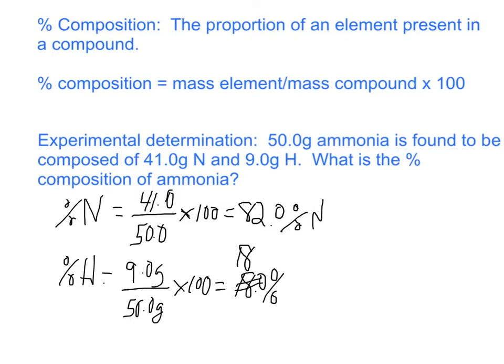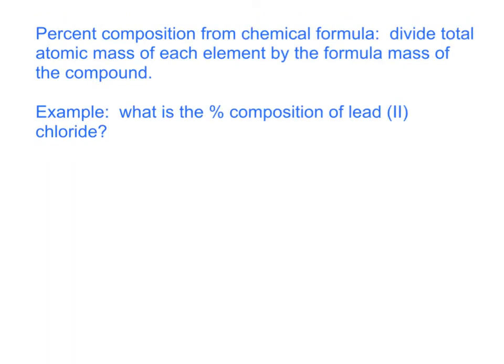All right, next example. So now in this type of problem, you're not given any lab results. You're simply given the name of the compound or its chemical formula, and so you're asked to find the theoretical percent composition of the compound in the same method that we just did. So here's an example problem. What's the percent composition of lead(II) chloride?